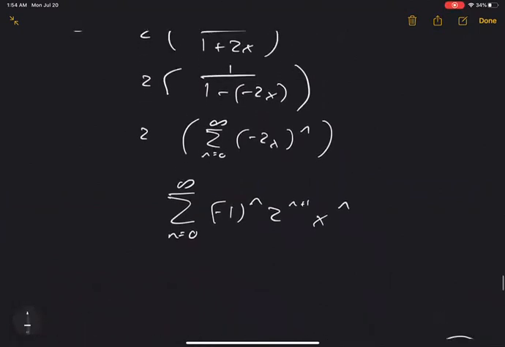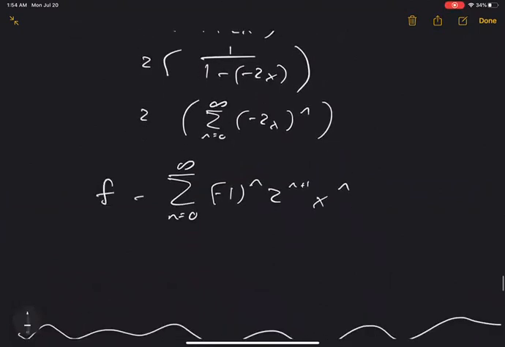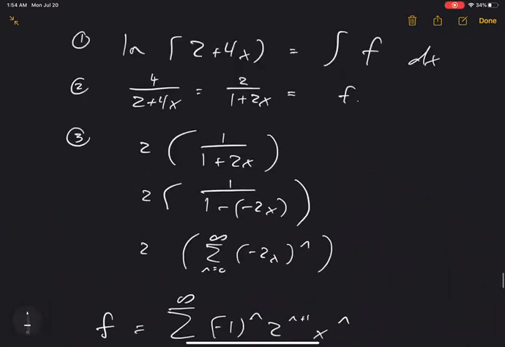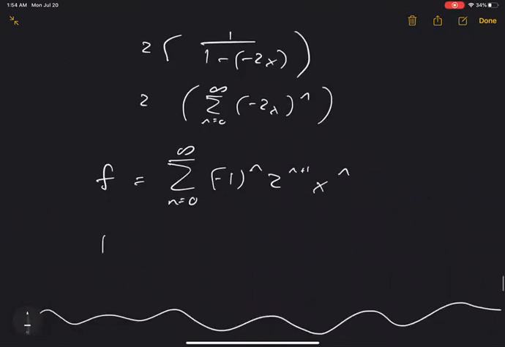Okay, so this is my f. Let's just rewrite what we're saying. I'm saying the derivative of ln of (2 plus 4x) is equal to that power series.